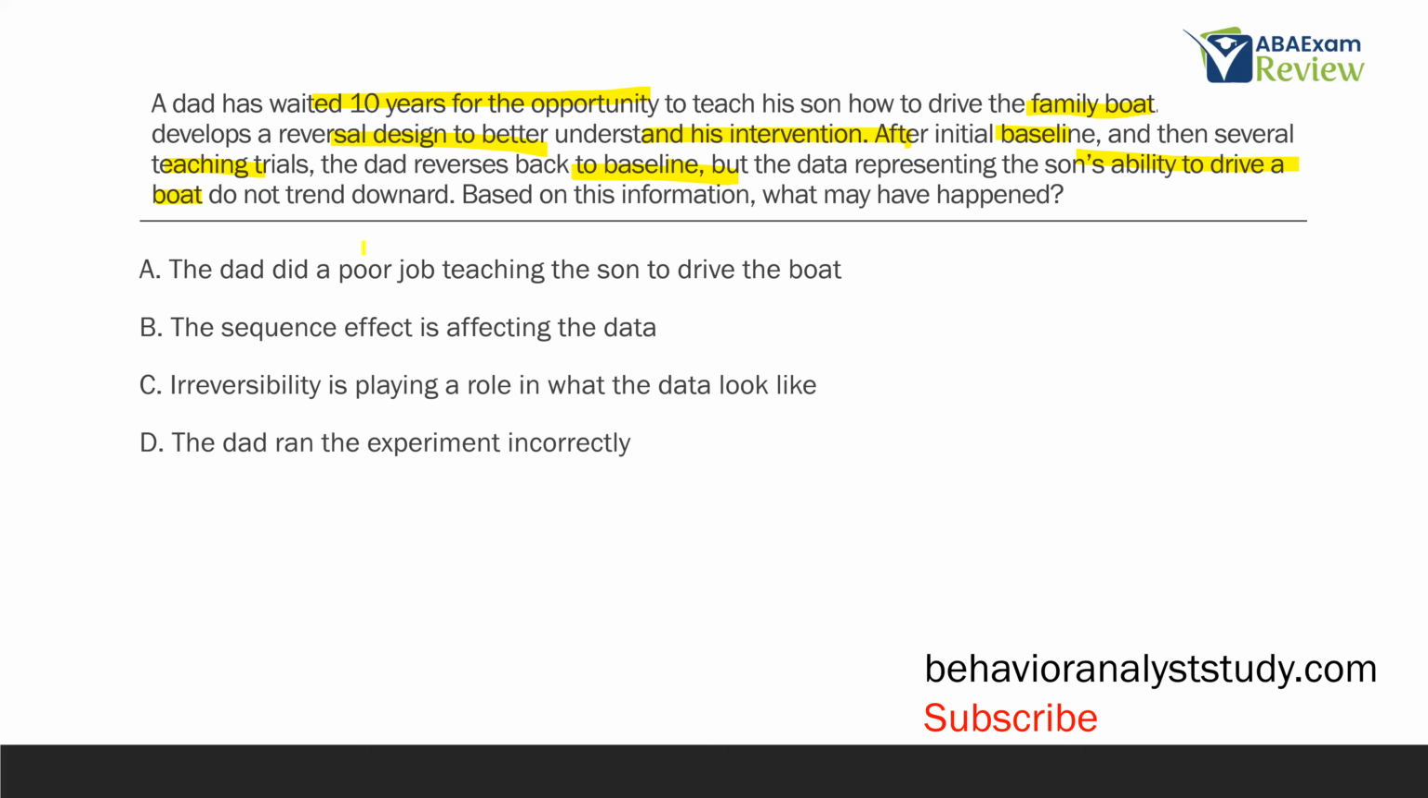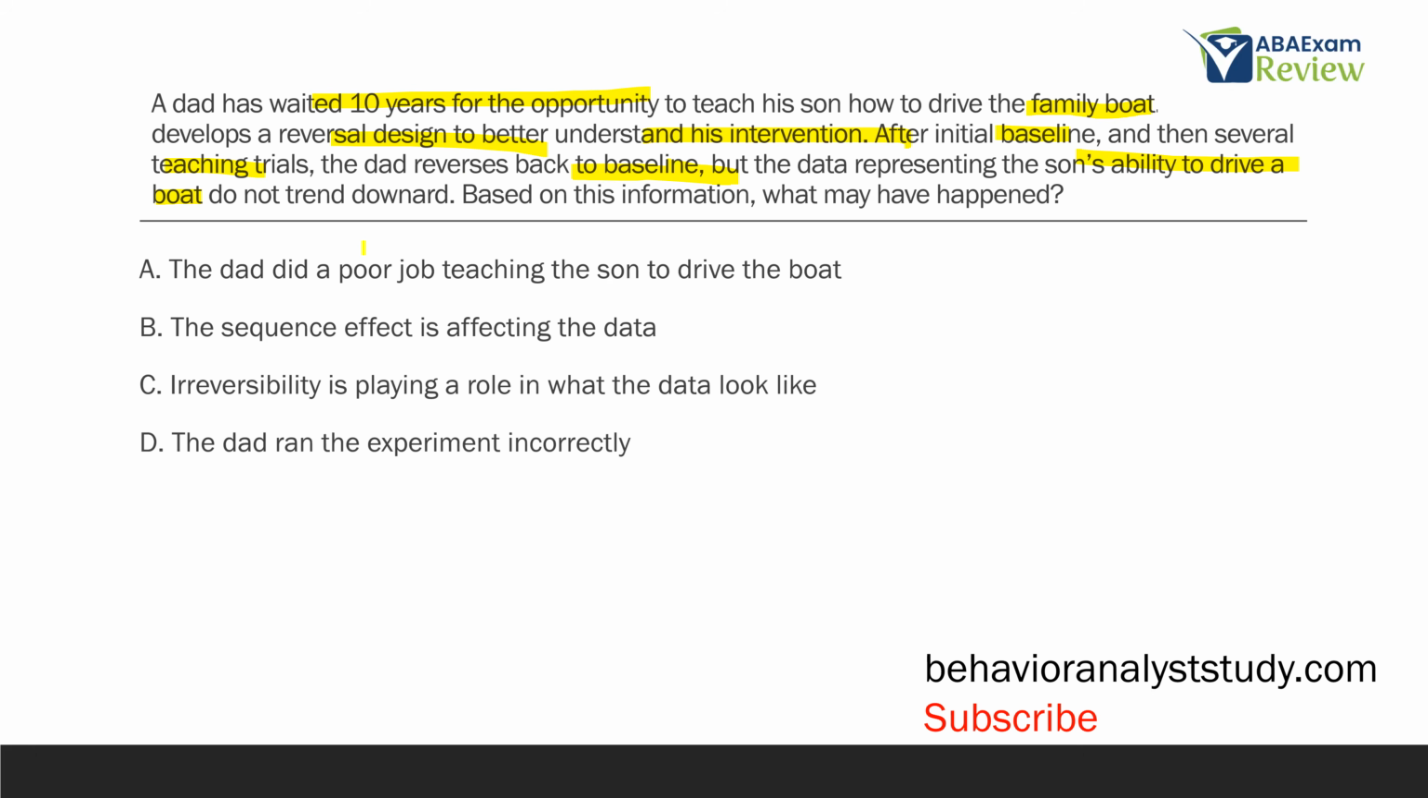So based on this information, what could have happened? A, the dad did a poor job teaching the son to drive the boat. Well, I don't think so. The son learned how to drive the boat, and he did it so well that it actually maintained. I don't think A is accurate. B, the sequence effect is affecting the data. Sequence effect is the order of the conditions or the phases, and we only have an ABA, and that's your typical reversal. So the sequence effect doesn't necessarily apply here.